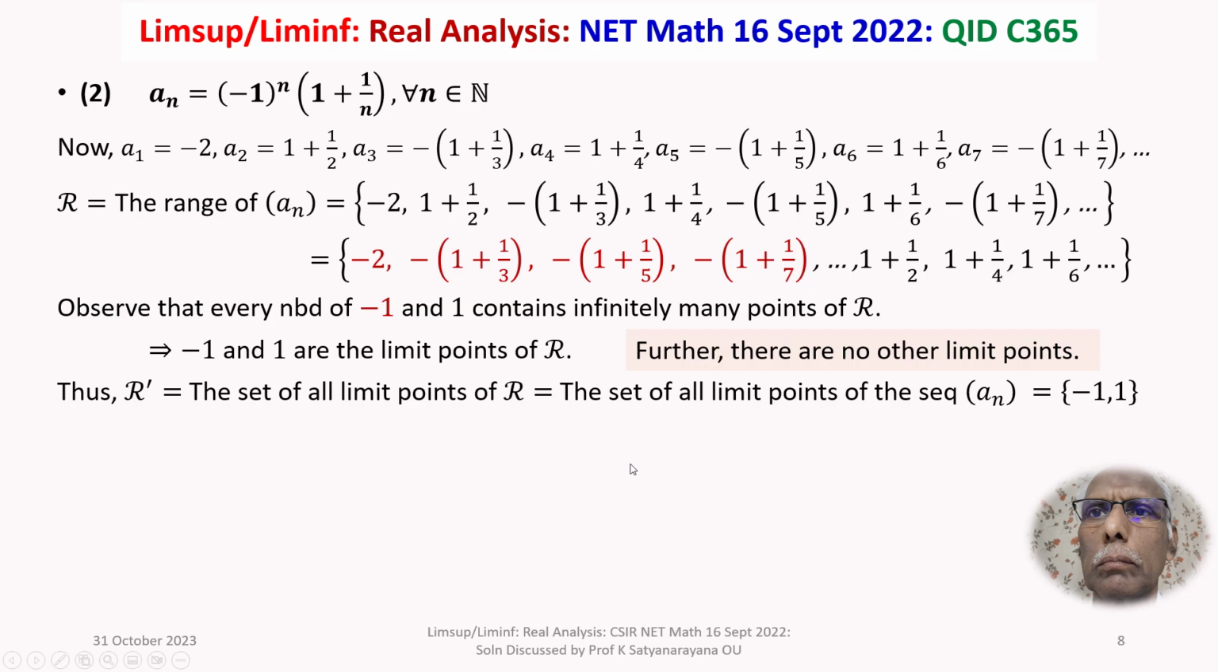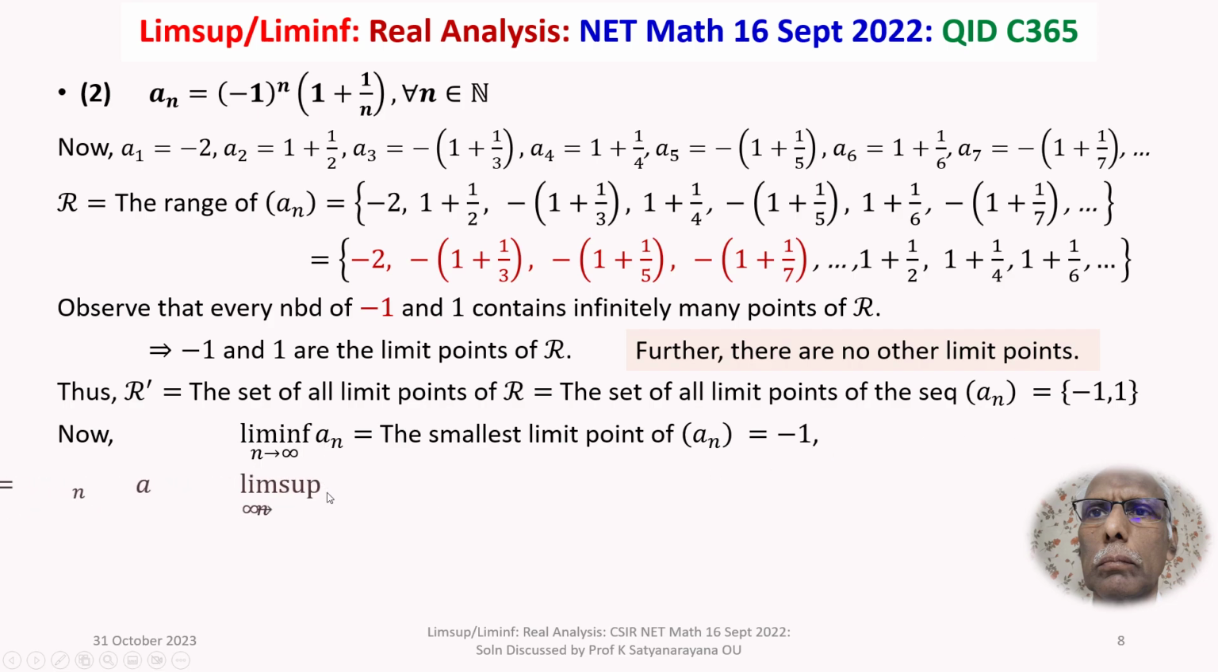Now we recall, when we have the set of all limit points of R, the limit inferior of an will be the smallest limit point of the sequence. Who is the smallest limit point? Minus 1. Limit superior of an is equal to the largest limit point of the sequence an, that is 1. So limit superior is 1, limit inferior is minus 1.